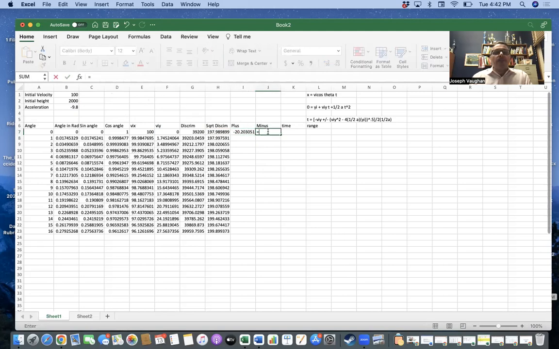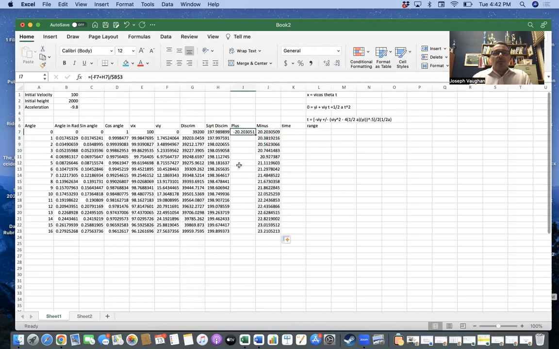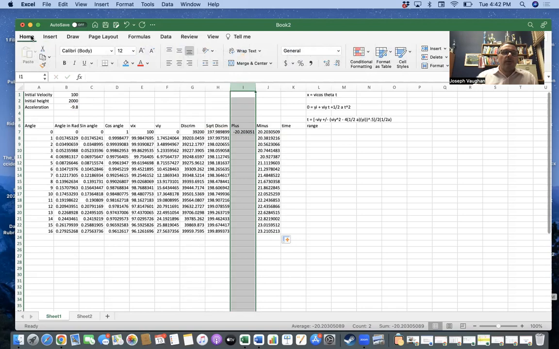So it's equal to negative VIY minus square root of the discriminant. Put all that in parens, all over the acceleration, and hold that reference constant. Boom, and I'm getting that as my time. Okay, and so those are the times that go with the minus one, and that's fine. That's what I'm going to want. So I'm actually just going to delete this column because we're going to see that it is not useful in terms of our analysis, and I'm just going to click delete and get rid of it.